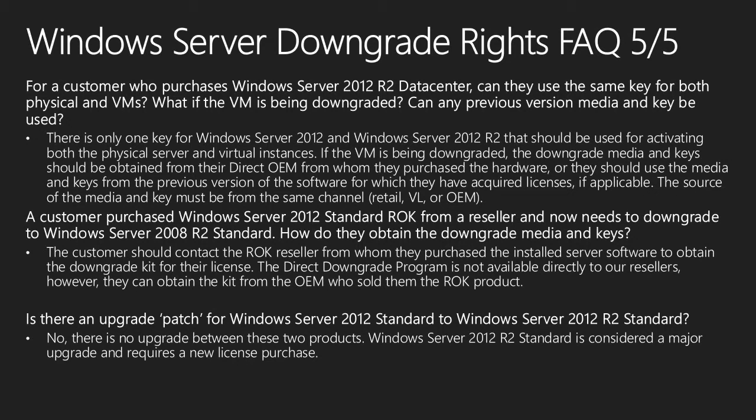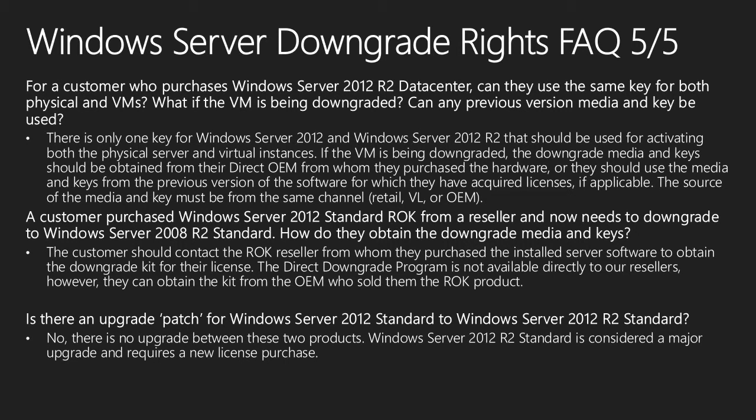Now, the final slide on the Windows Server downgrade rights. For a customer who purchases Windows Server 2012 R2 data center, can they use the same key for both physical and virtual machines? What if the VM is being downgraded, and can any previous version media and key be used? There's only one key that is provided with 2012 and 2012 R2 that should be used for activating both the physical and the virtual instances. And if they're being downgraded, everything that we've already covered around downgrades still applies. They need to have the original media and the original key for the version they want to downgrade to, and they'll be covered.